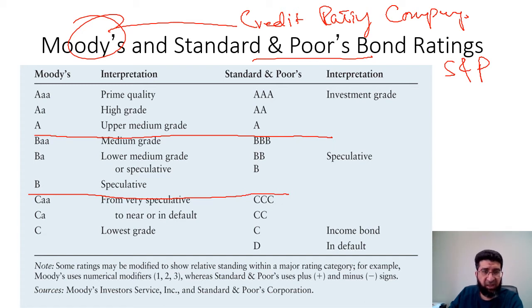However, you can see a BAA, which is a medium grade, is equal to the triple B grade of the Standard and Poor's. So these differences have to be identified. It's easier to know what Moody's is issuing and what Standard and Poor's is issuing, and they are almost the same in terms of rating, only the symbols are different.